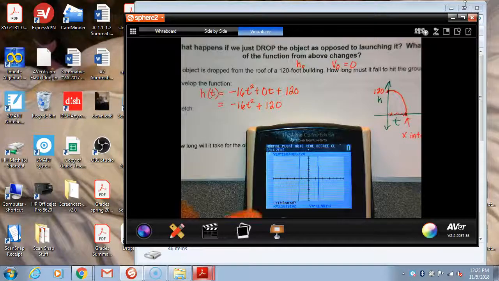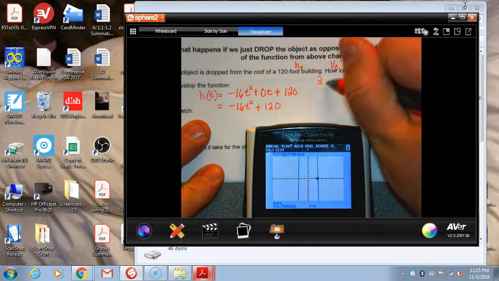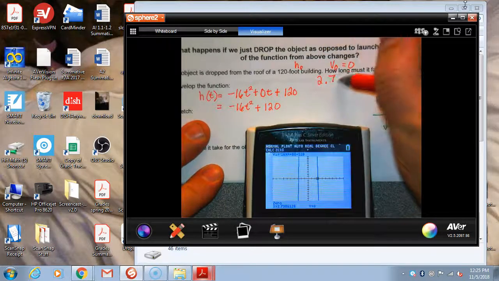My cursor here is way off base. Oh, there it is. Okay, my cursor left to the point, hit enter. Right to the point, hit enter. Then hit enter again. And what distance is that? How much time went by? That's right, 2.73 seconds.